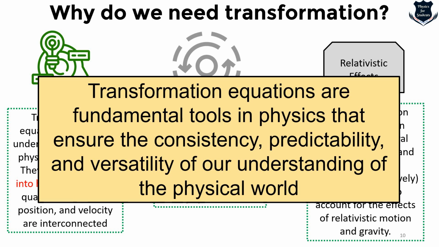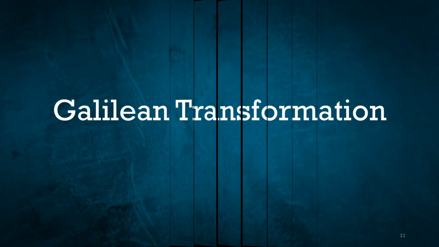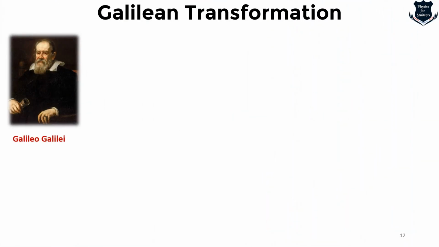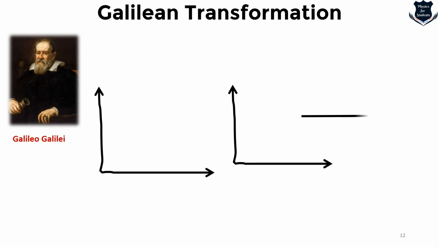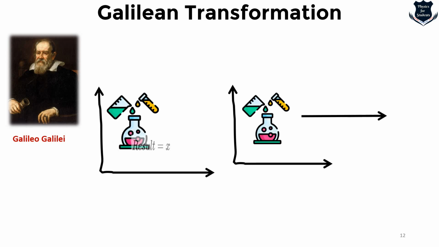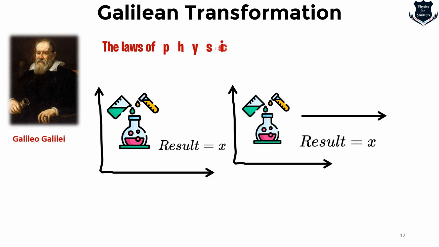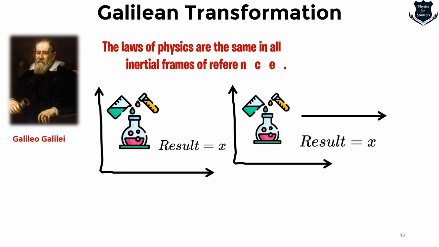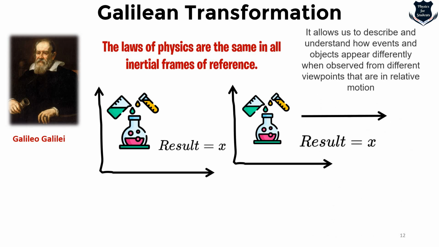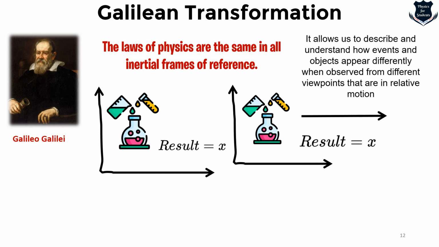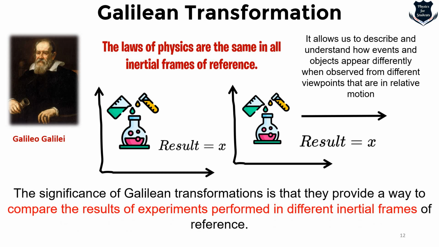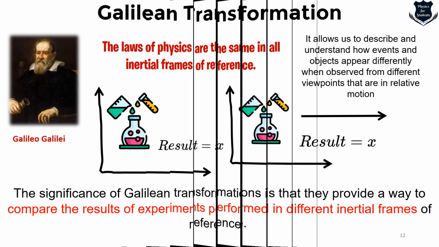One of those transformations is the Galilean transformation, where we saw that the laws of physics, when transformed from one frame of reference to the other, result in the same result. So the result would be x and x, and we found that the laws of physics are the same in all inertial frames of reference. So it allows us to describe how events appear, and the significance of Galilean transformation is that they provide a way to compare the results of experiments which are performed in different inertial frames.